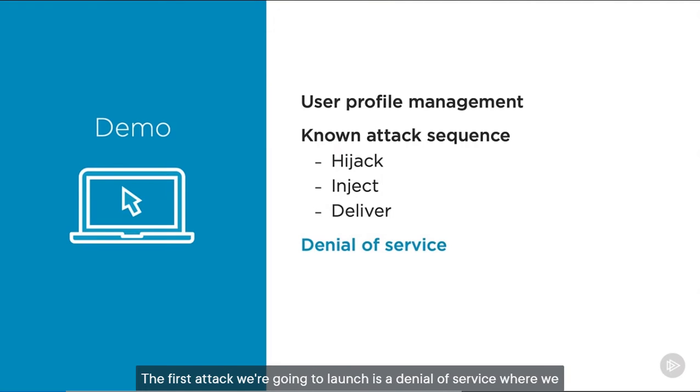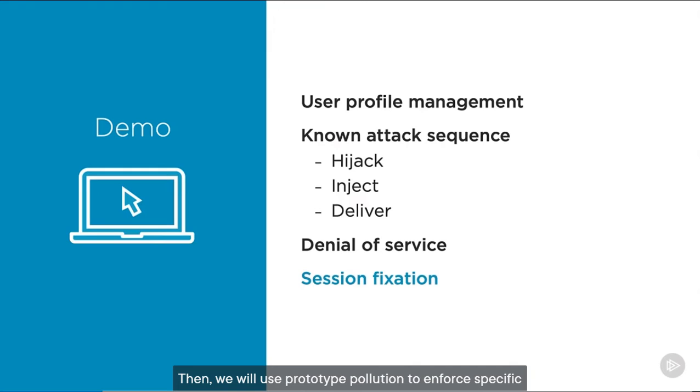The first attack we are going to launch is a denial of service, where we will overwrite one of the built-in object methods. This will allow us to see how such a modification could affect even our simple web application. Then we will use prototype pollution to enforce specific user credentials when they are missing, opening up a way to another attack called session fixation.